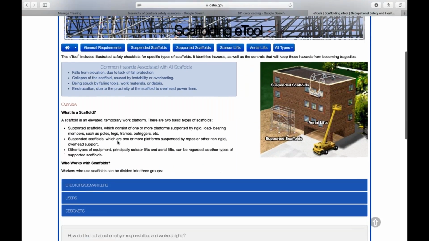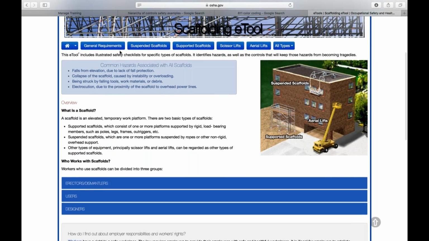And basically, there's three types of scaffolds, folks. We talked about this during the scaffold standard, but let me show you again. The three different classifications of scaffolds as per OSHA are supported scaffolds, scaffolds coming from the ground up; suspended scaffolds, scaffolds coming from an upper surface down; and the third one is aerial lifts, not scissor lifts, aerial lifts because of the boom. Those are the three different types of scaffolds.